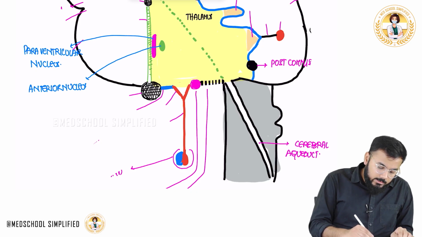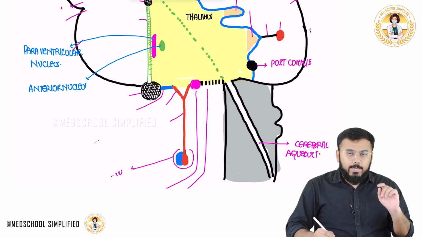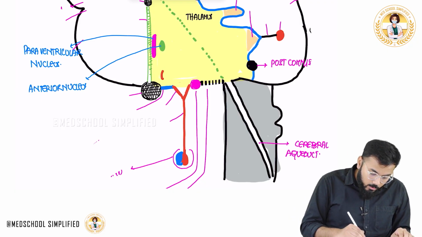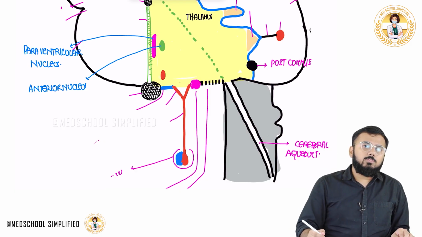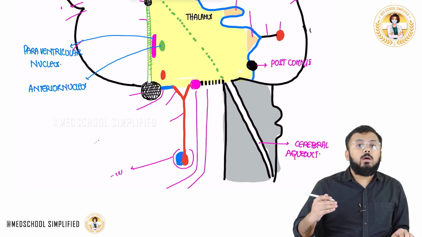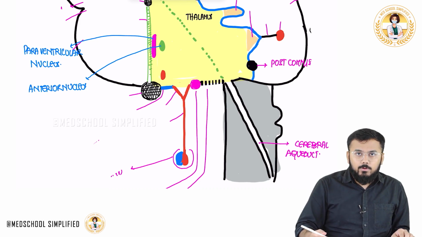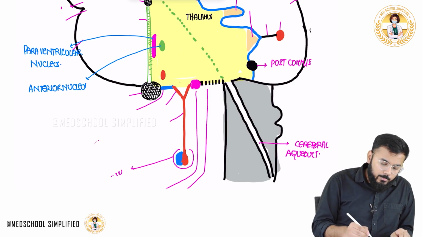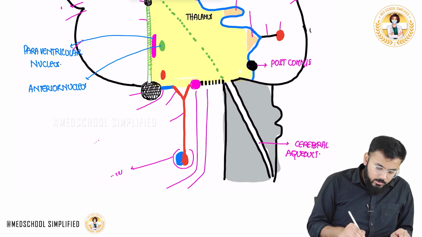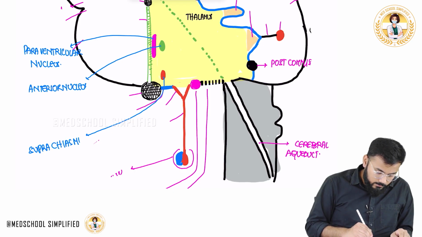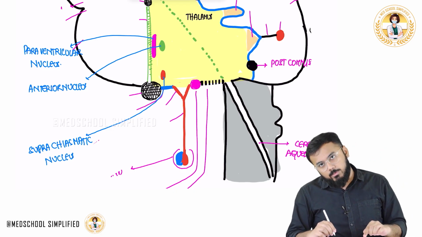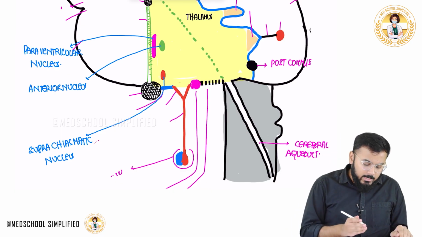Next important nucleus, let me use the red color here, right? The next important nucleus is located exactly above your optic chiasma. This is your optic chiasma. If a nucleus is located above your optic chiasma, you have to call this the suprachiasmatic nucleus. So where is the suprachiasmatic nucleus located? Above your optic chiasma.